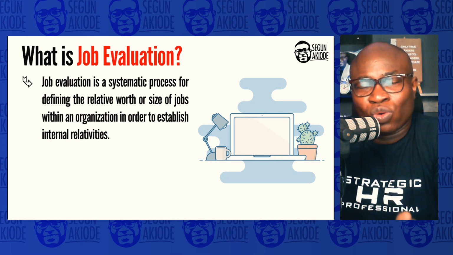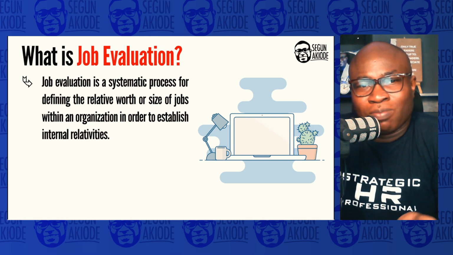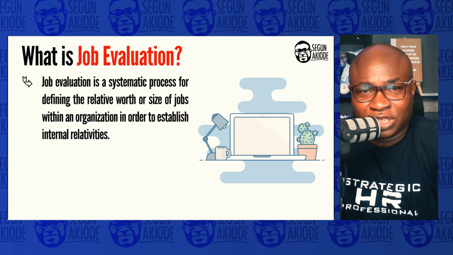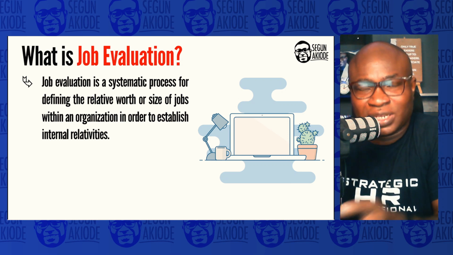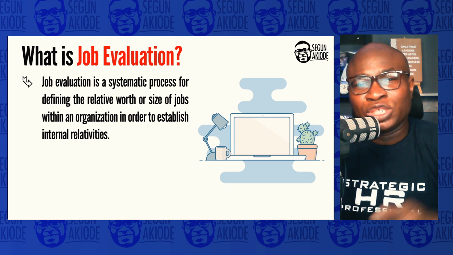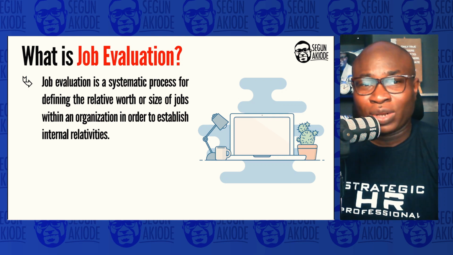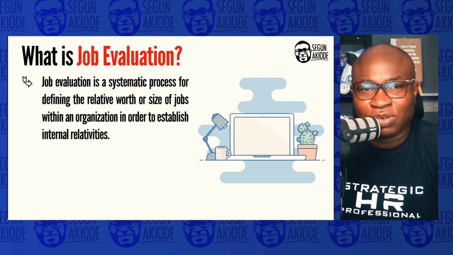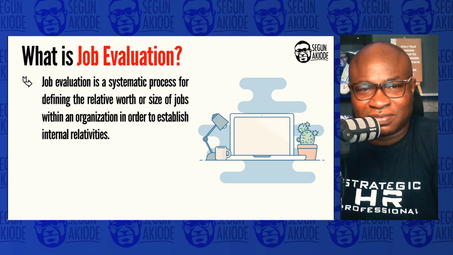So when we want to determine the relative worth, remember, a job is the smallest unit of an organization, and each of those jobs exists for a purpose. And in trying to understand which job is more important, in quotes, than the other job, that's the process of job evaluation. Relative worth. We call it internal relativity.